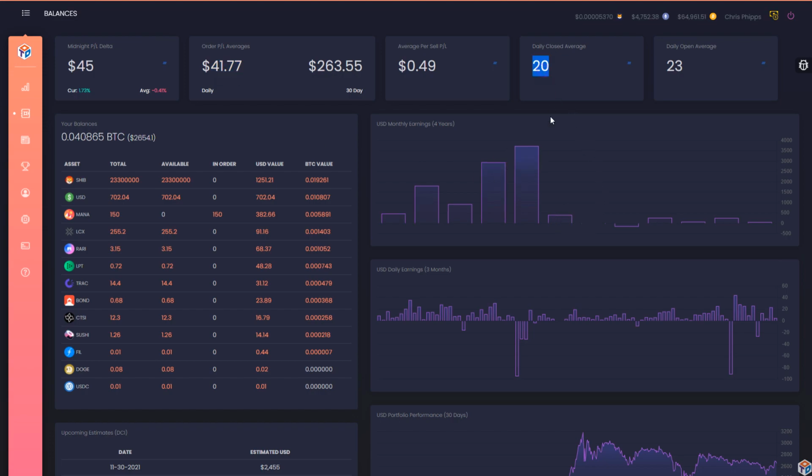The daily close average is set to 20, and this means I close on average 20 orders. I open about 23 a day, which is good. We're hoping for orders closing in less than a day.